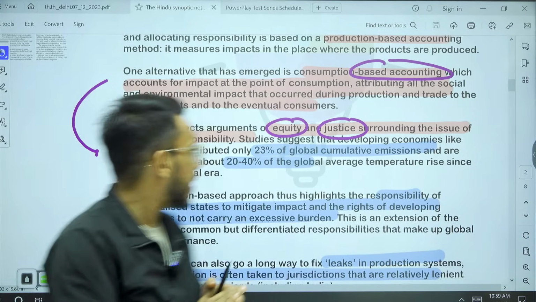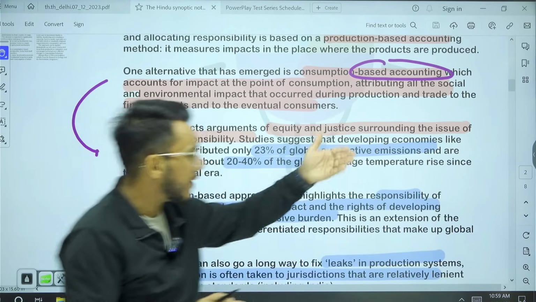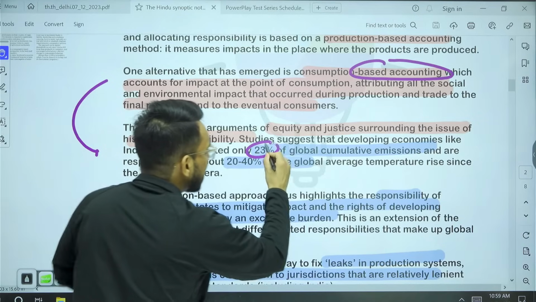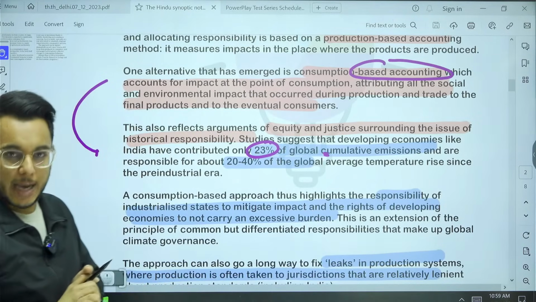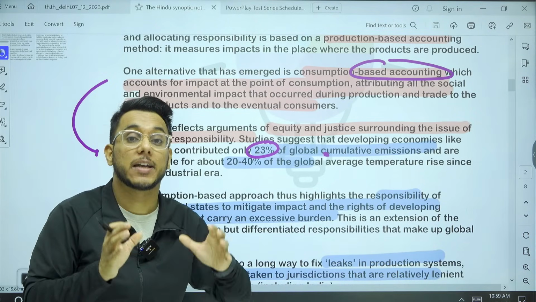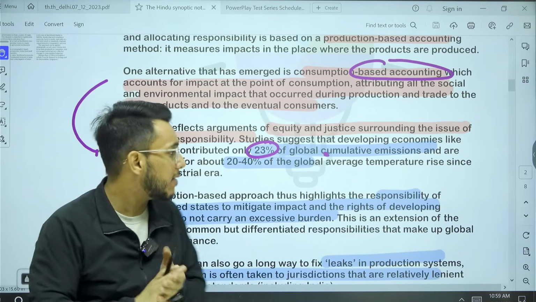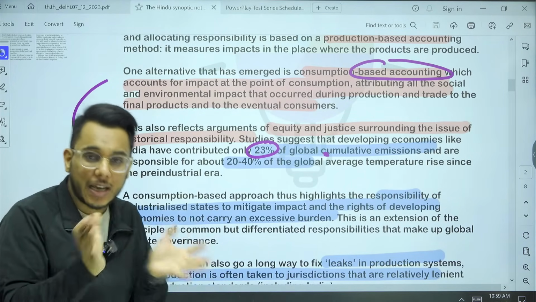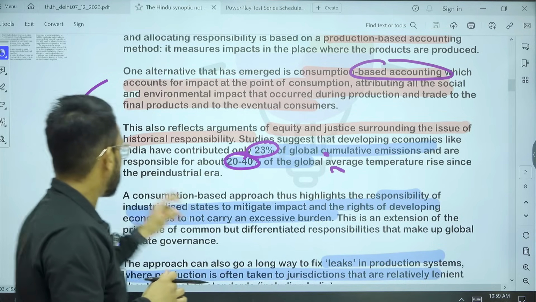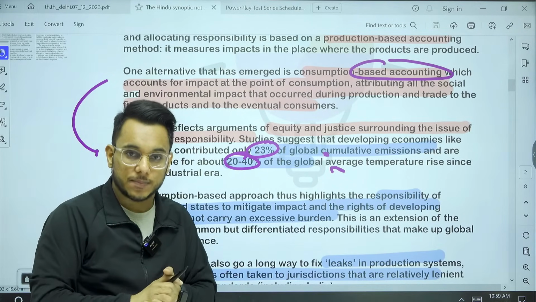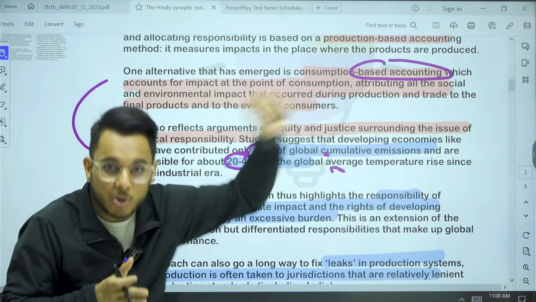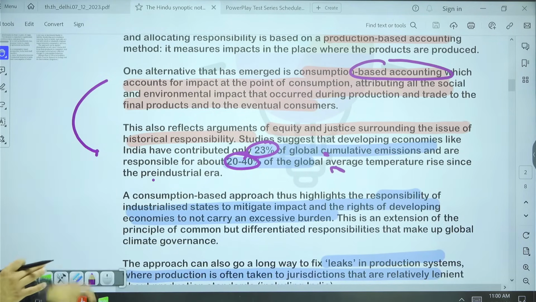And if I just give you the data, you see this particular thing guys, that the developing economies, which include India, have contributed just 23% of global cumulative emissions. Okay, and guys, still we find 77% of cumulative emissions are done by the developed countries. And of the total climate change that has happened, 20 to 40% of the global average temperature rise is because of the developing countries. Okay, and even today, developing countries' emissions are because of the consumption of Americans and Europeans. This is something that is happening.